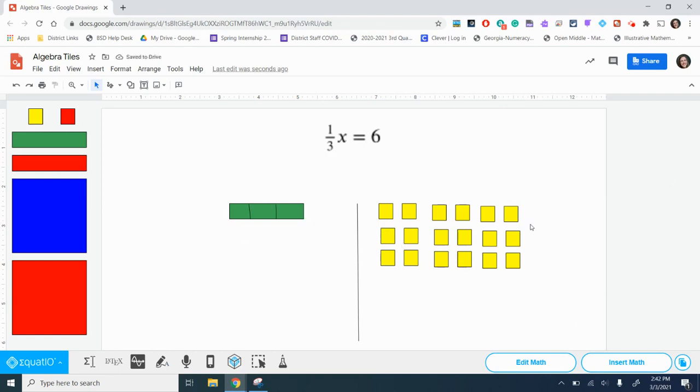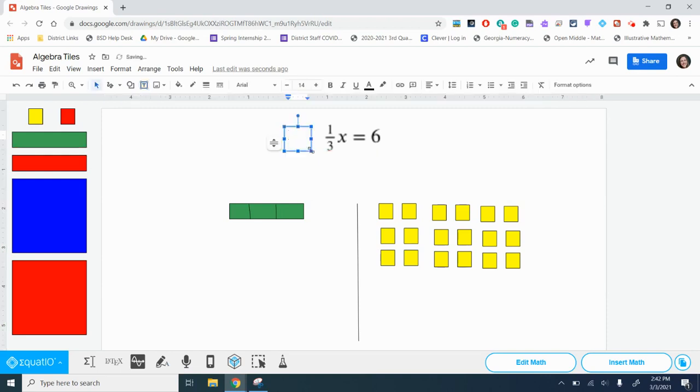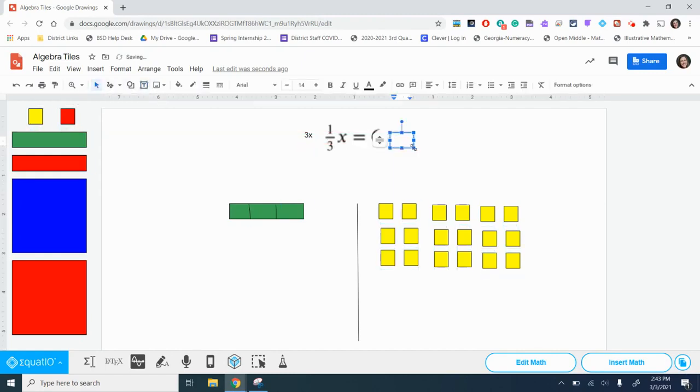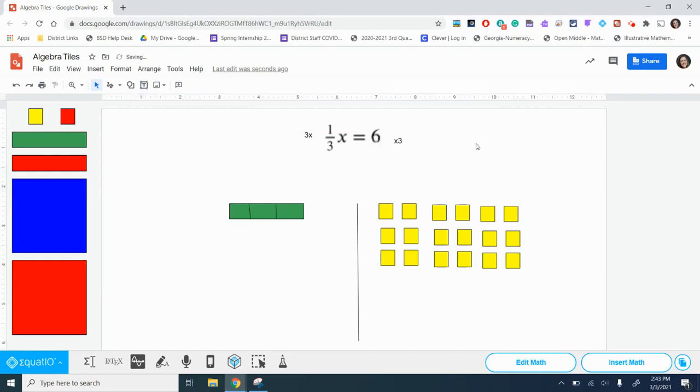6 times what gives us 18? Well, 6 times 3 gives us 18. So let's go ahead and notate what we did here. So we multiplied 3 times 1/3, or you could write that as 3/1 times 1/3. And we multiplied whatever we do to one side, we do to the other. So we multiplied 6 times 3. 3 groups of 1/3 is 3/3 or a whole. And 6 times 3, or 3 groups of 6, is 18.